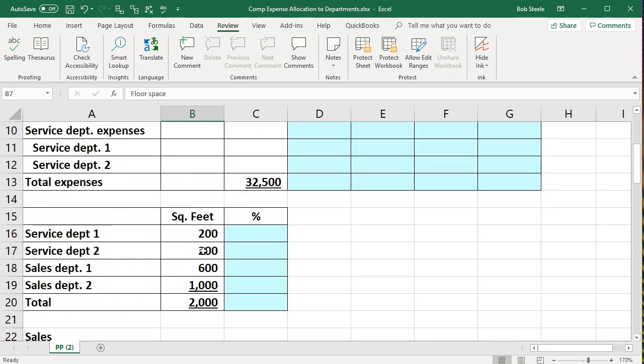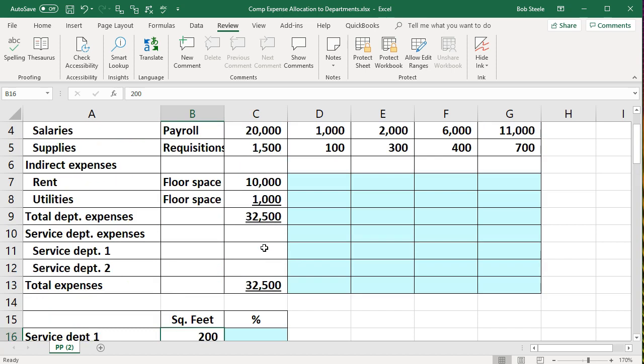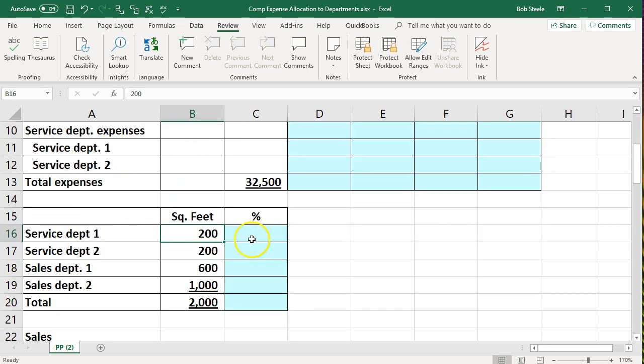So we're going to scroll back down and say, okay, first we're going to need the floor space per department: service department 1, service department 2, sales department 1, sales department 2. Here's the square footage. We're going to use that square footage to apply out the rent and utilities. You would think square footage would be an applicable, useful, relevant basis to use. So that's what we're going to use for our percentage analysis.